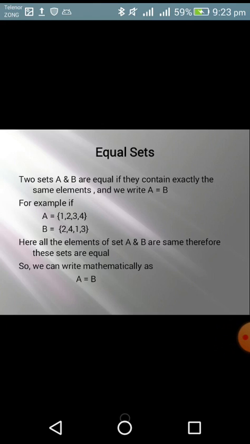As you see, 1 is in set A, and the same way 1 is included in set B. Other elements are also included in set B. So therefore these sets are equal, and we can write mathematically A equals B.